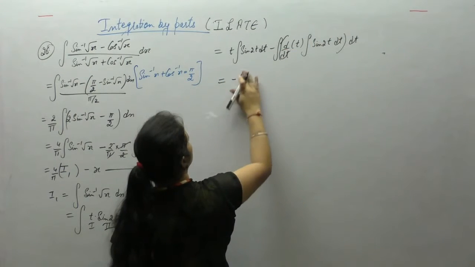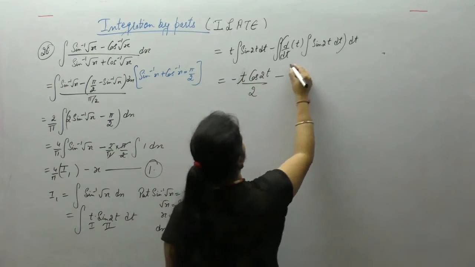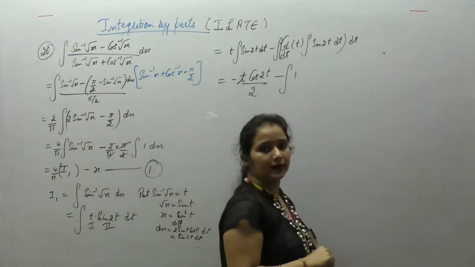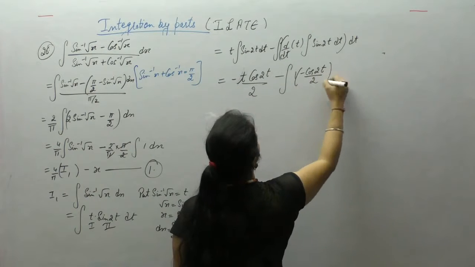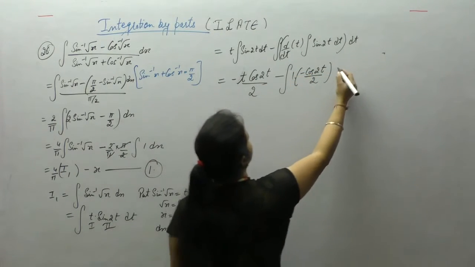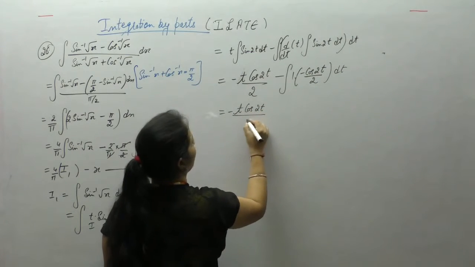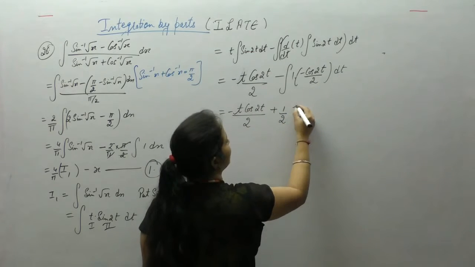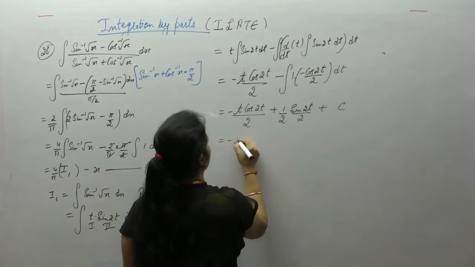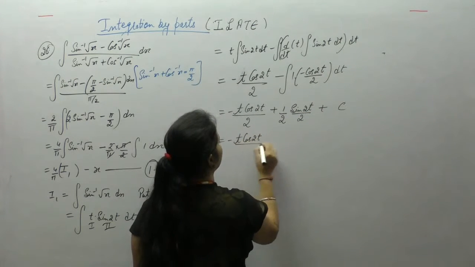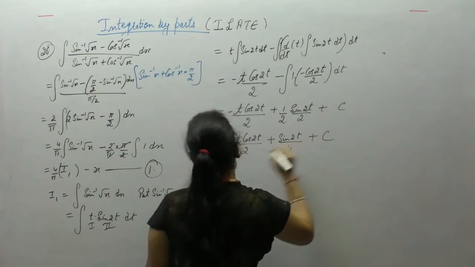Integral of sine is minus cos 2t, so 2 in the denominator. Derivative of t is 1. Integral of sine is minus cos of 2t upon 2 dt. Minus t cos 2t upon 2, minus minus plus. Integral of cos is sine. Minus t cos 2t upon 2 plus sine 2t upon 4 plus c.